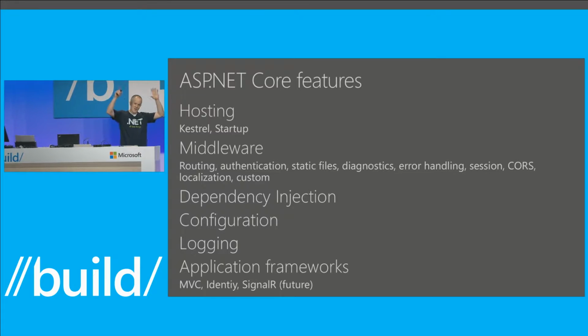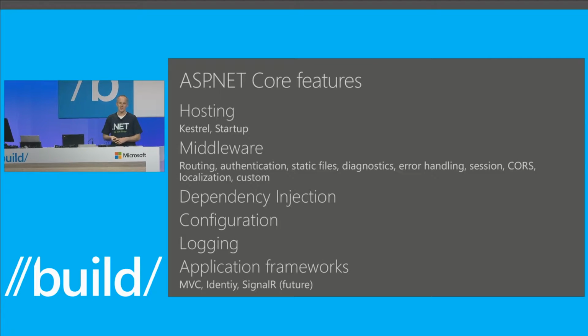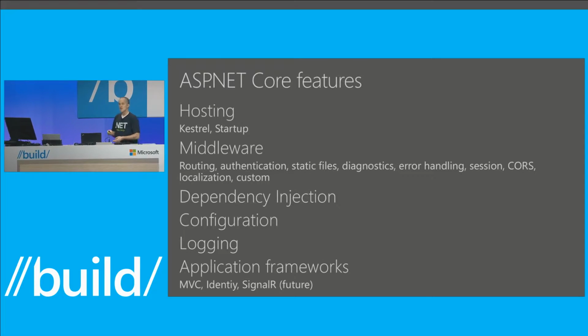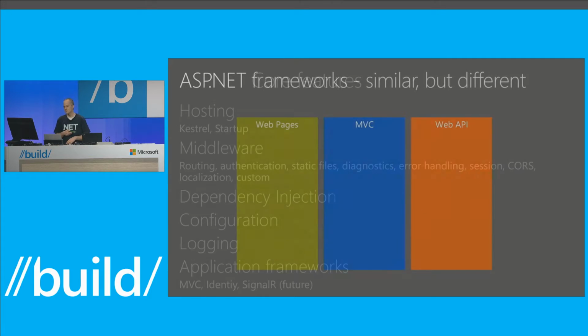And then, of course, on the top of all that, we have our application frameworks, MVC, Identity, SignalR. We've gotten questions about SignalR. SignalR is actually, there's a repo for it. It's being built. Because of the size of the project, it got scoped out for V1, but it will come soon thereafter. So it is on the roadmap. Won't be there for V1, but will be coming soon.